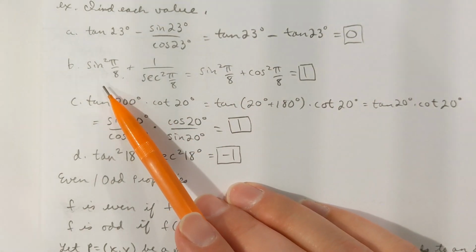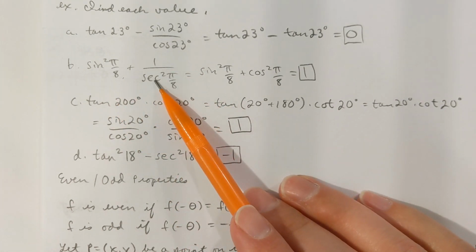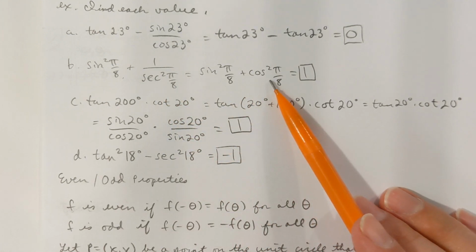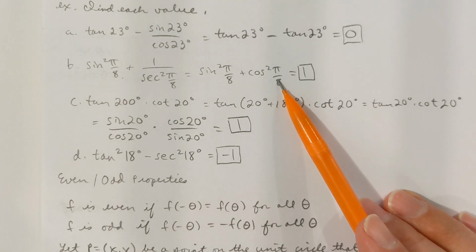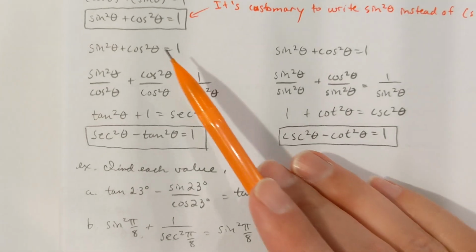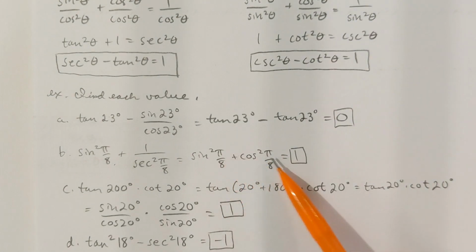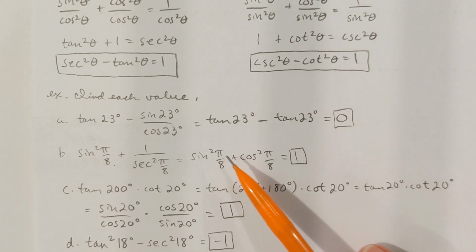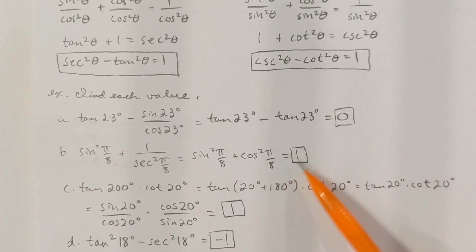Okay. In this problem, 1 over secant squared of pi over 8, that would be the same as cosine squared of pi over 8 using the reciprocal identity. And sine squared of an angle plus cosine squared of an angle is always 1. It does not matter what that angle is. Okay, pi over 8 is not one of my common angles. That's okay. Sine squared of the angle plus cosine squared of the angle is 1, so I can go right to the answer, and I know the answer is 1.